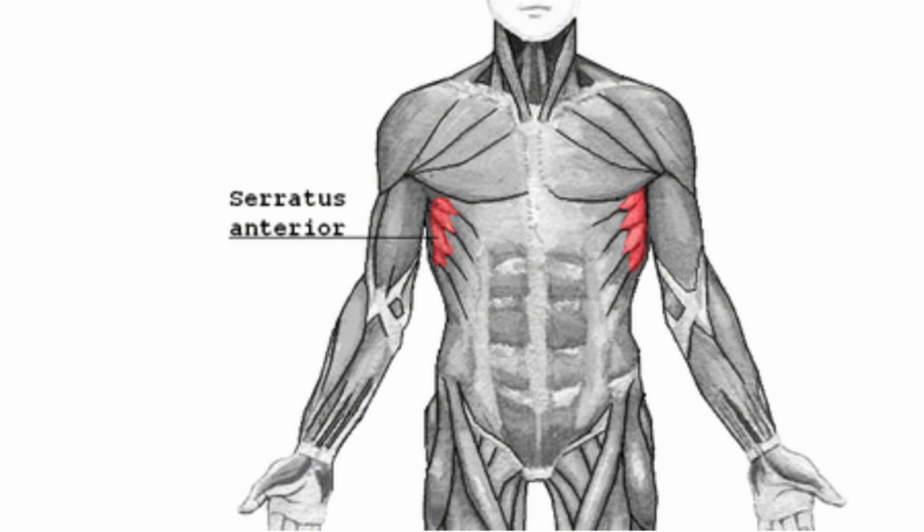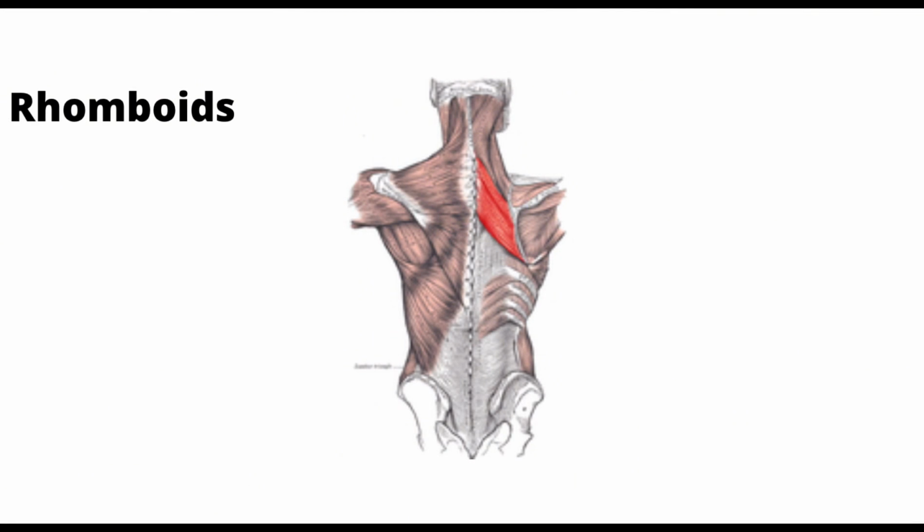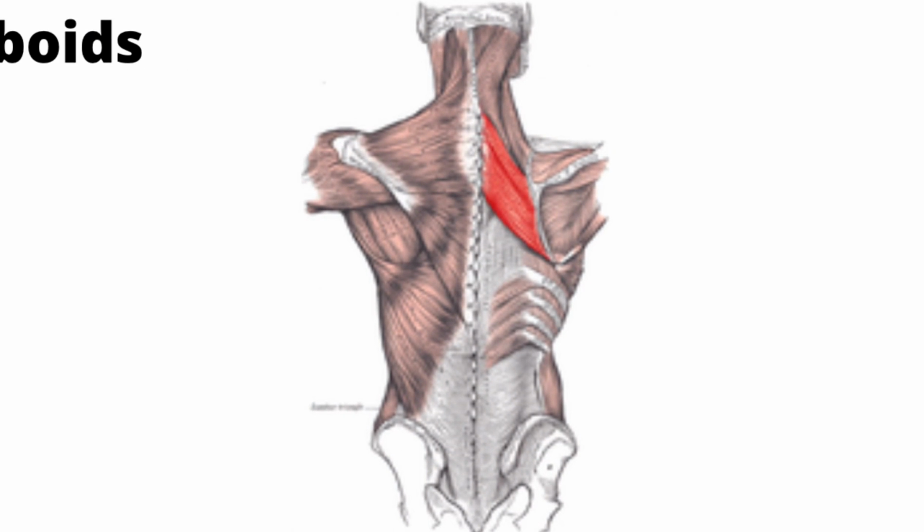Stabilize the shoulder during pushing movements. The rhomboid muscles. There are two rhomboid muscles: rhomboid major, the larger one below the minor, and rhomboid minor, the smaller one just above the major. Location: both lie underneath the trapezius muscles. They connect your spine to the inner edge of the scapula.